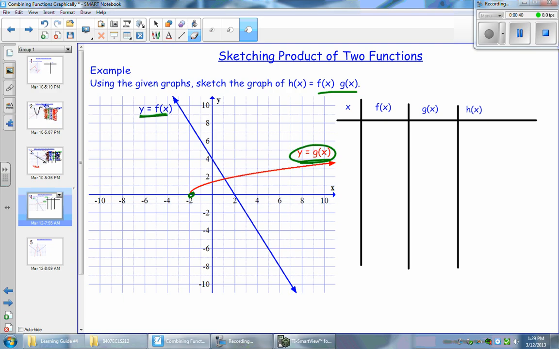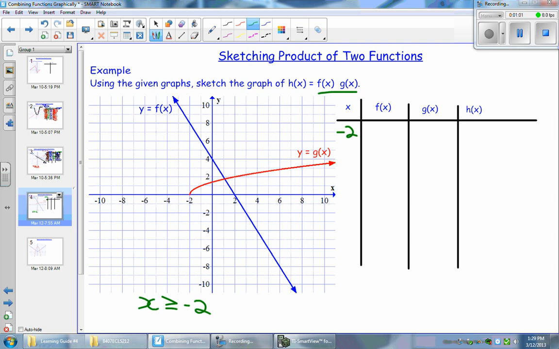Notice it starts at -2 and it increases towards positive infinity. So my domain is actually restricted here: x is greater than or equal to -2. So when you're picking your x values, you have to make sure the x values fit each function. So we're starting with -2, and we're going to pick numbers that are greater than -2.